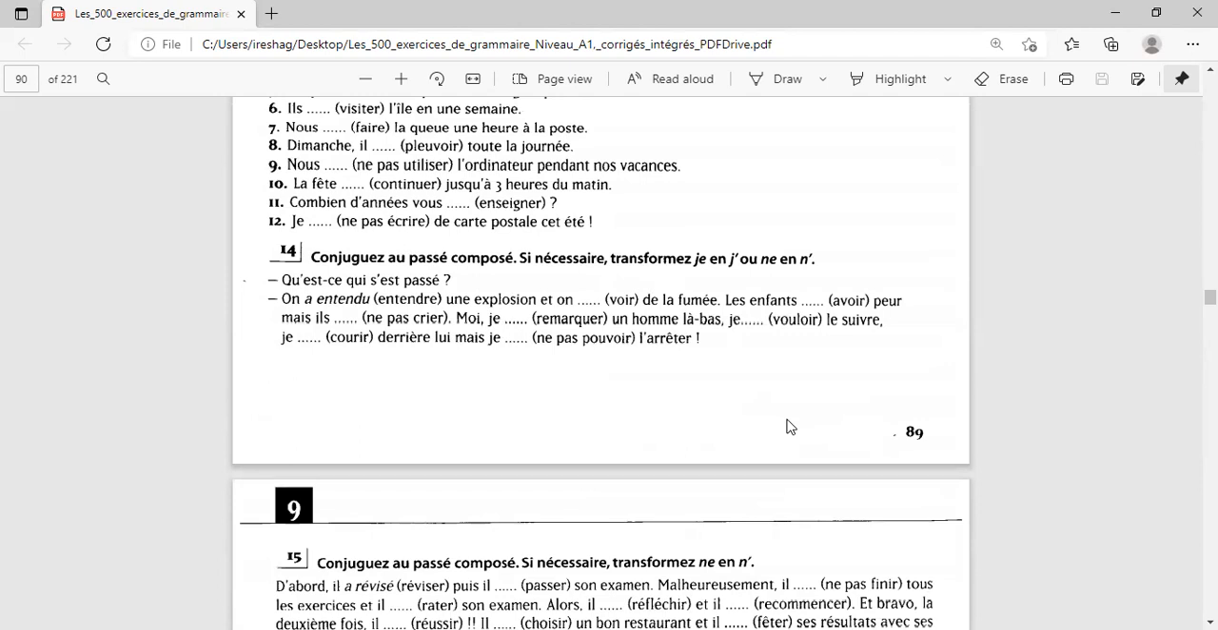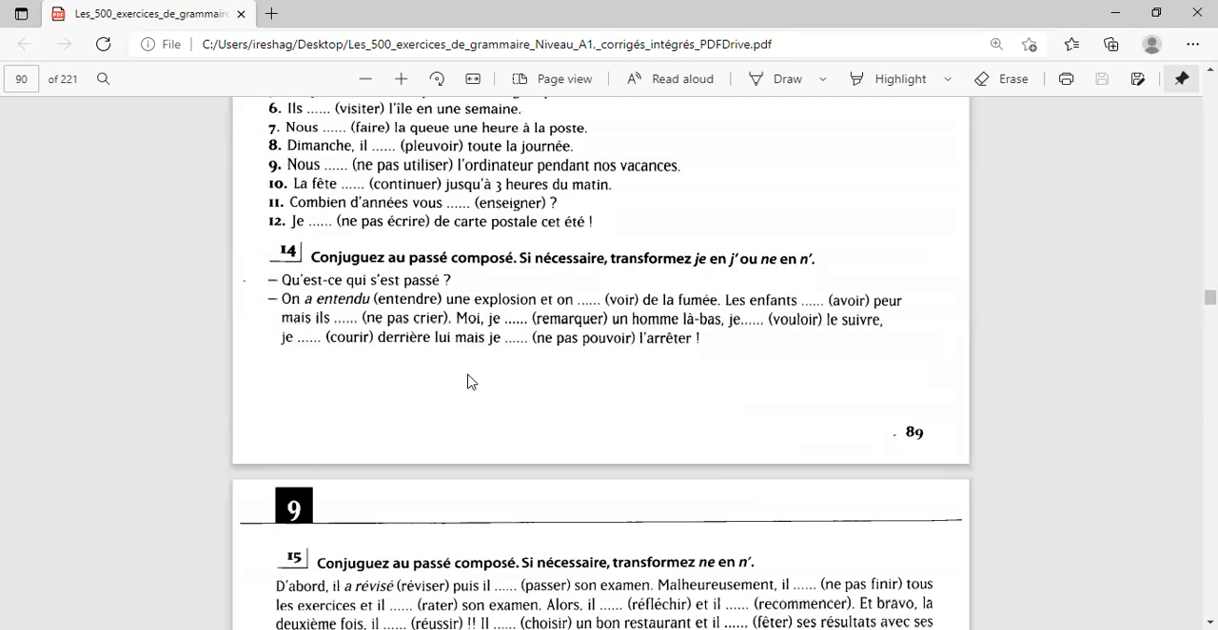Because for A1 the past tense is not a must, but it's better if you can know some words. But you have to be really confident on present tense. The A1 present tense should be really perfect. Past tense you still don't need that much. Okay, let's complete this part and then move on.